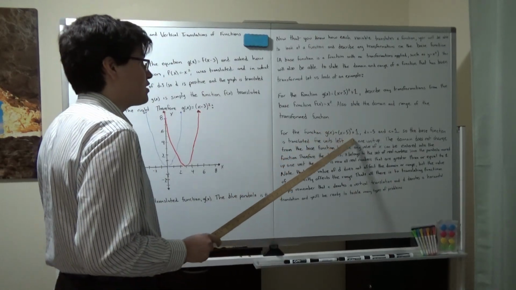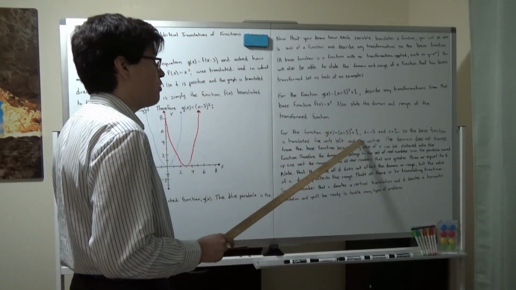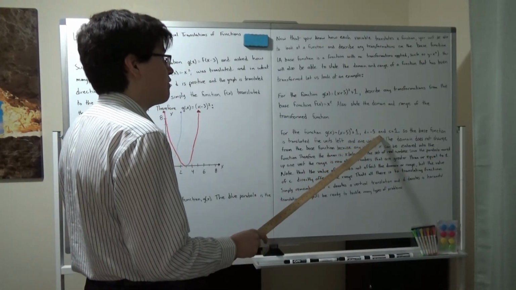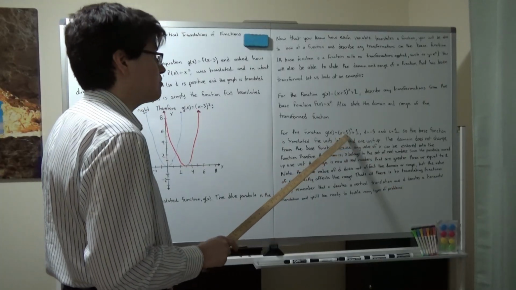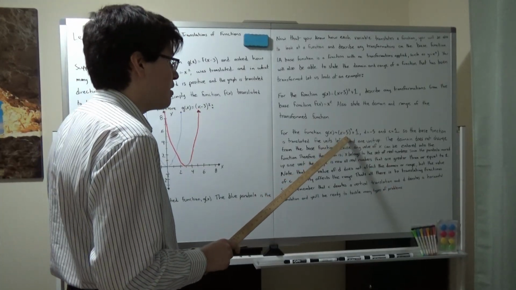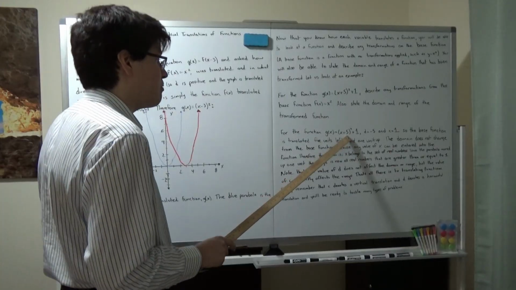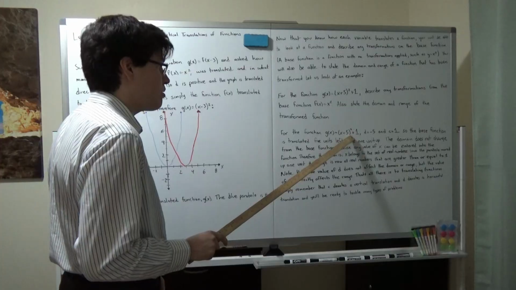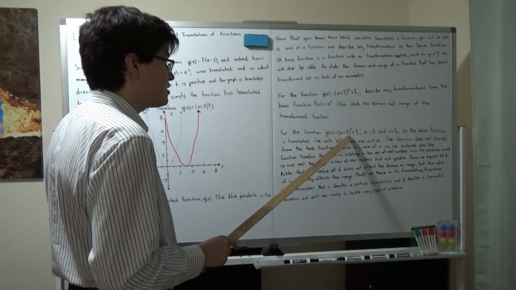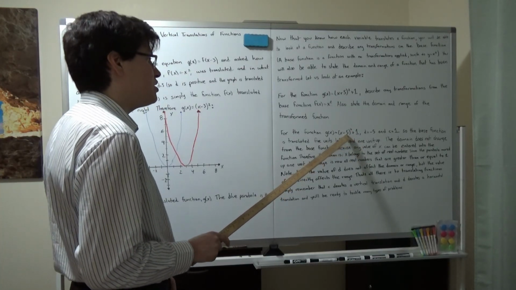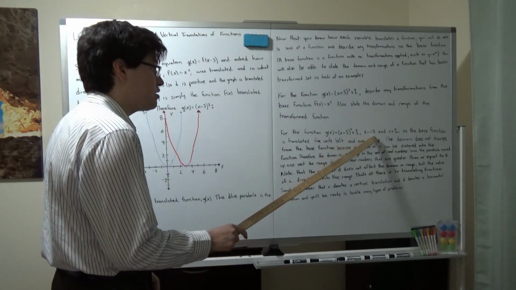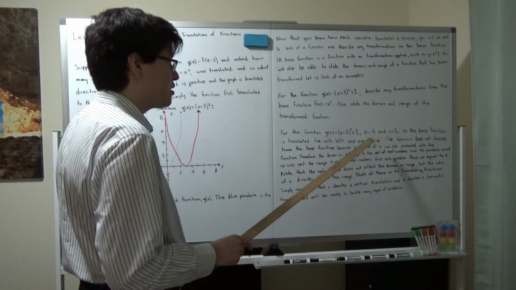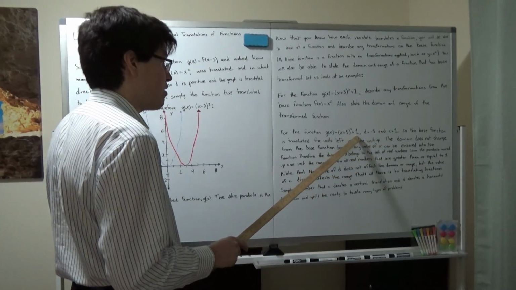For the function g of x equals x plus 5 squared plus 1, d equals negative 5. How do we know d equals negative 5? Because if we take x minus this number, it gives us x minus negative 5, which is equal to x plus 5. So d is equal to negative 5. And c is equal to 1 because we simply have positive 1 tacked onto there.